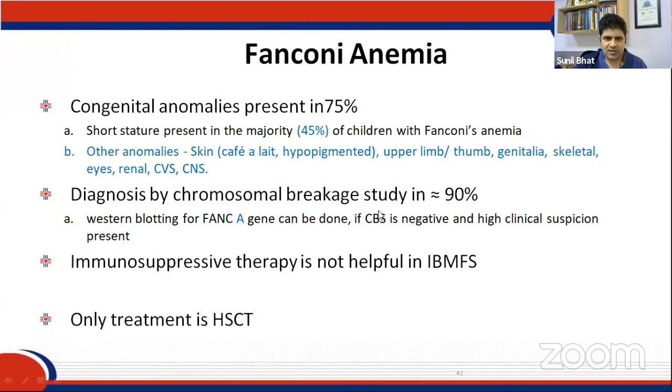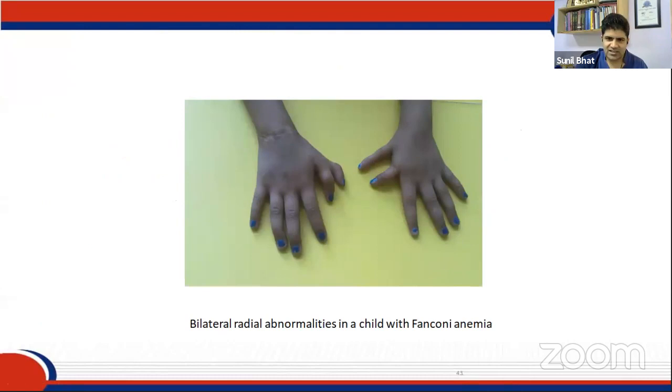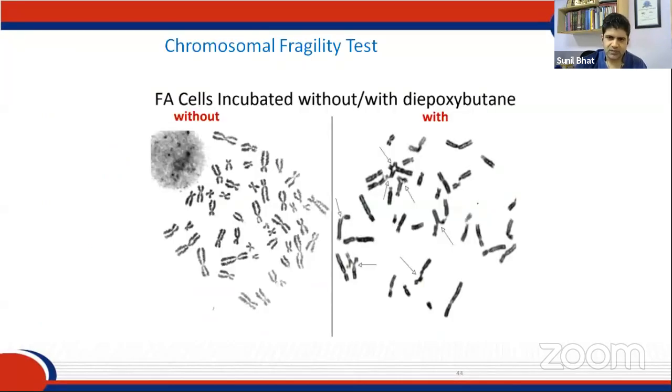They can be diagnosed by chromosomal breakage study. Immunosuppressive therapy will not help in these patients, so the only treatment for them is bone marrow transplantation. That's why it's important to differentiate these from the patients of acquired aplastic anemia. This is just an example of Fanconi anemia, where you can see these thumb anomalies, and an example of a chromosomal breakage study, which helps in the diagnosis of Fanconi anemia patients. The blood is exposed to either mitomycin C or diepoxybutane, and you see the fragility and chromosomal breaking under the effect of those. So this is a diagnostic test for Fanconi anemia.